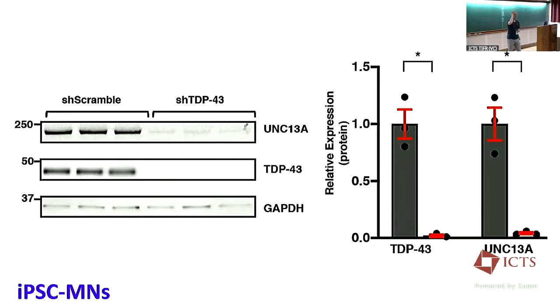So UNC13A is a critical neuronal gene originally discovered in C. elegans, because the worms have a defect, an uncoordinated phenotype, because they have defects releasing neurotransmitters. The mouse gene is called MUNC13-1. It was discovered by my colleague at Stanford, Dr. Thomas Südhof. It's essential for synaptic transmission. So this is just to say that this is a very critical neuronal protein, and it seems now in the nervous system, lacking TDP43, this protein's downregulated.